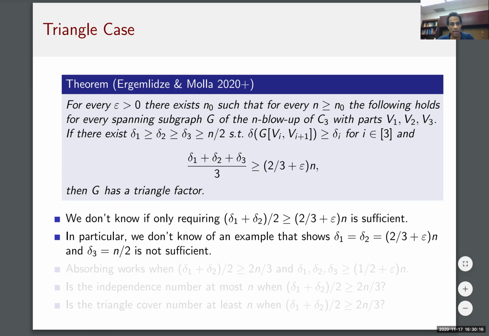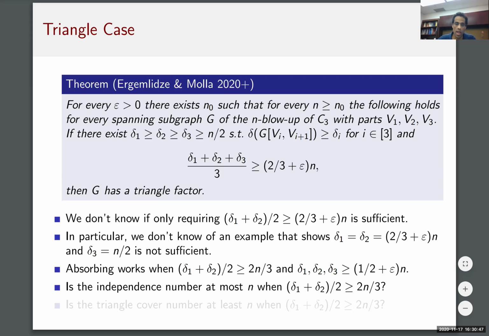And even more than that, with a little more work, you can even make the absorbing method work in this context. We had to fudge a little bit on the lower bound as well, but when you do that, absorbing does work. It's kind of trivial to show that.